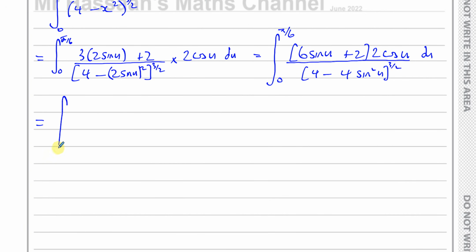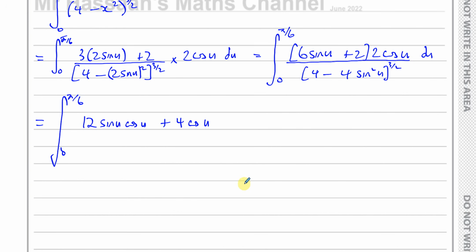So now we've got between 0 and pi over 6. I'm going to expand this bracket. So 6 times 2 is 12. That's going to be 12 times sine u times cosine u, and I'll have plus 4 times cosine u. 2 times 2 is 4. Yeah, that's right.